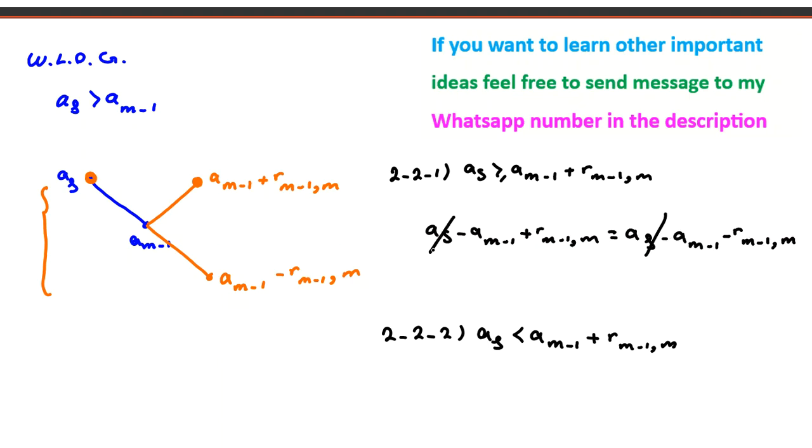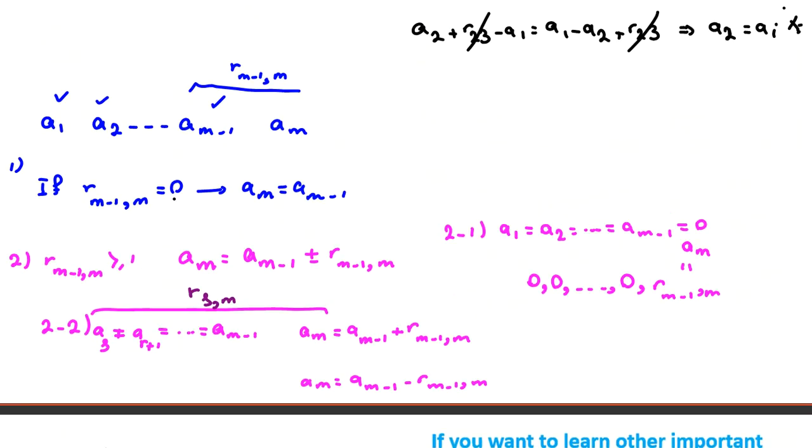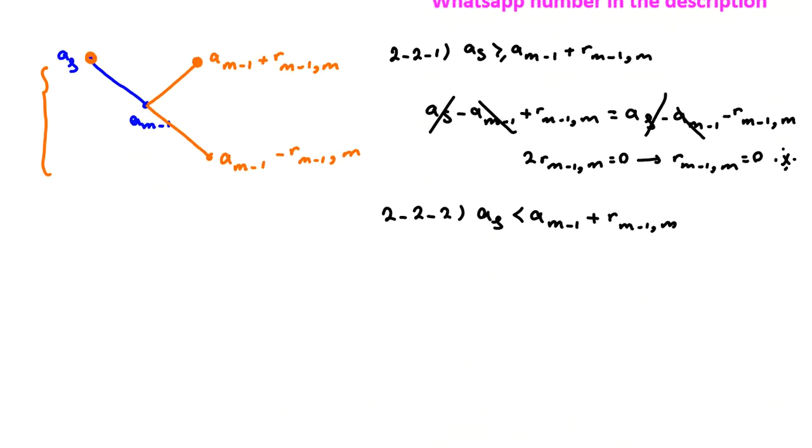And AS will be cancelled. AM minus 1 will be cancelled. So if we take to our left hand side, 2RM minus 1M is 0. So RM minus 1M is 0. Contradiction, because we said suppose that it is at least 1 here. We've considered the case that is 0.